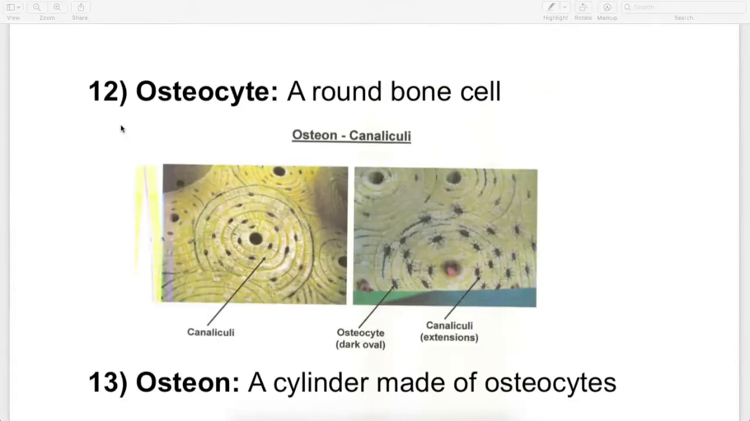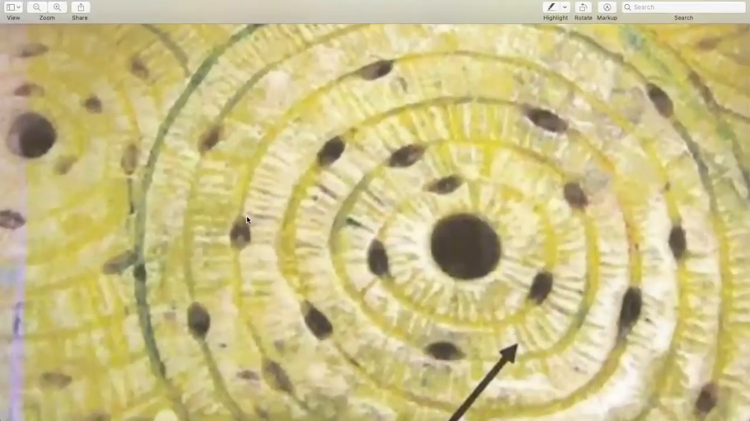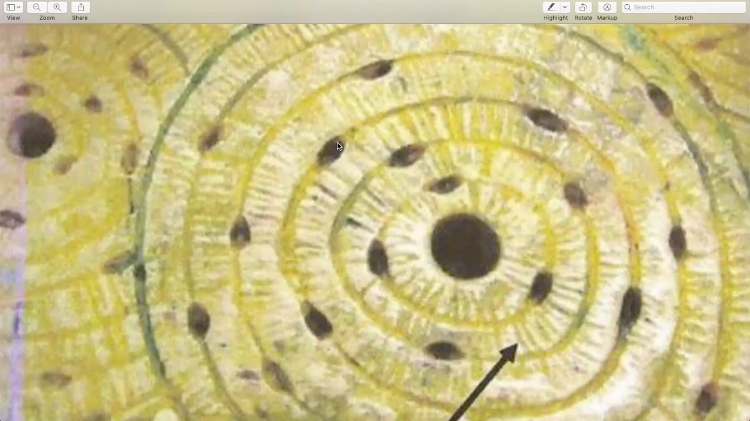Osteocyte is a round bone cell. These are actual images in a microscope, and if you look at it, this round structure is not the osteocyte. Let's zoom in. Here we go. These black dots, that's an osteocyte. This is an osteocyte. This is an osteocyte. Right? Your bone cells are actually black.